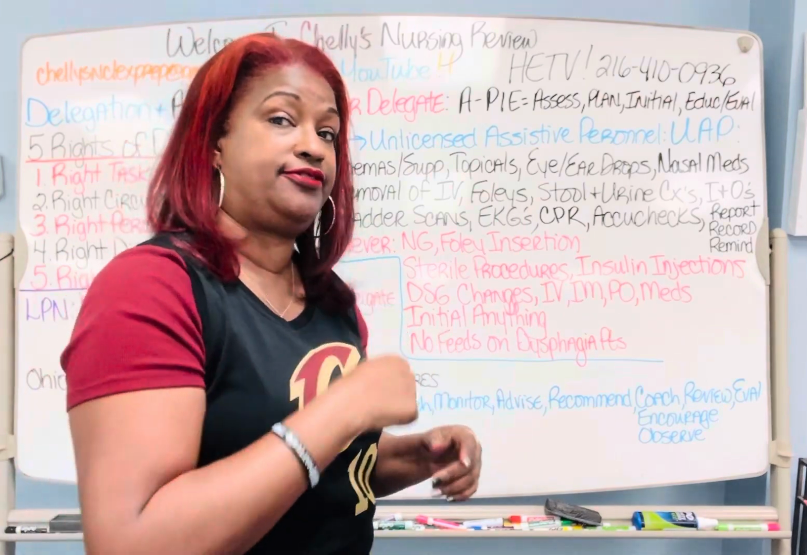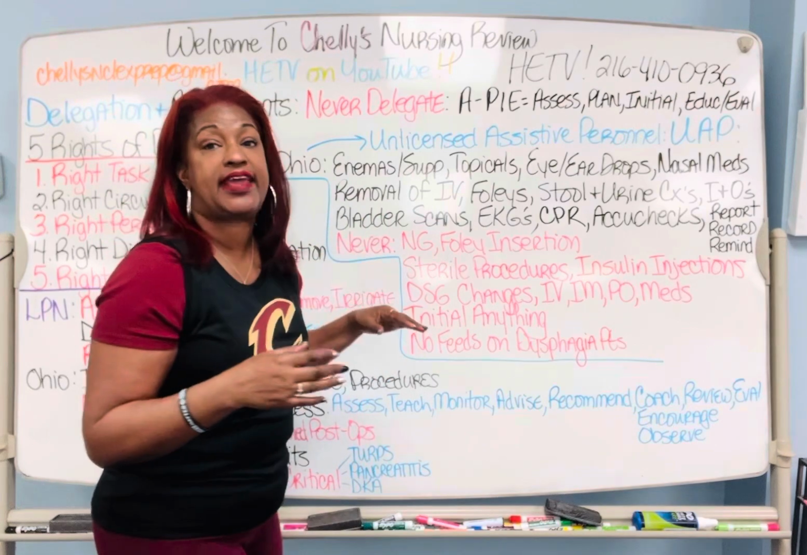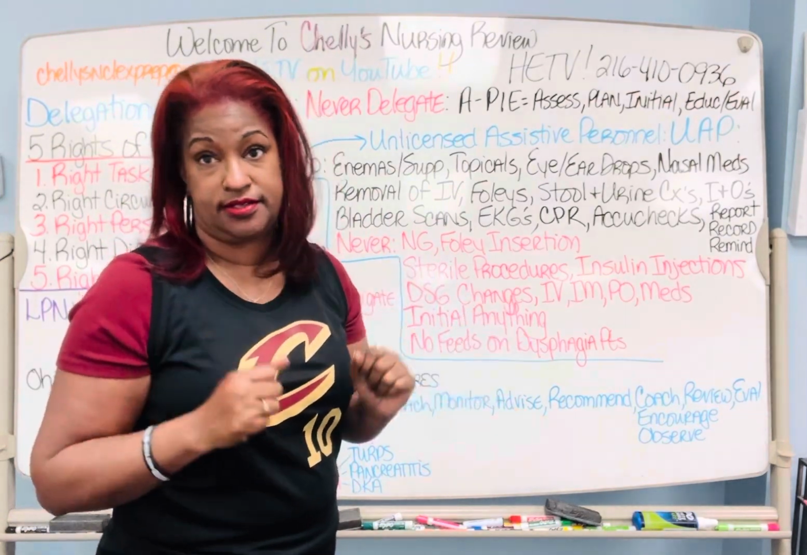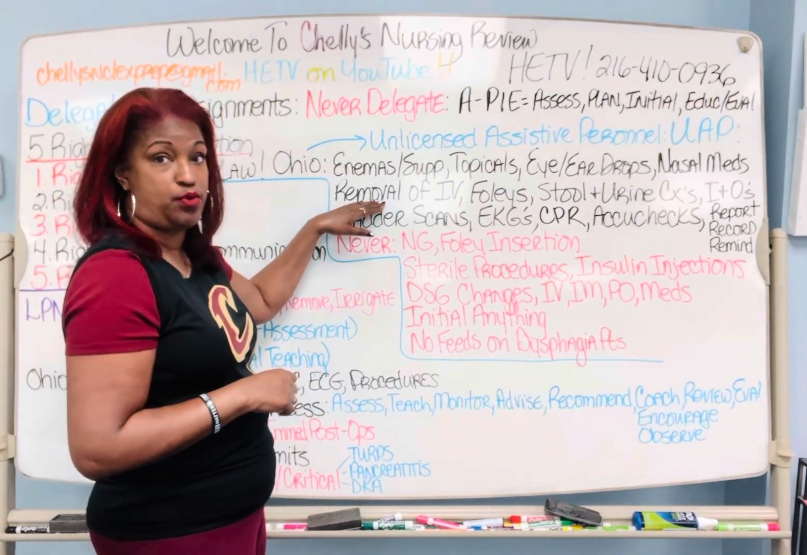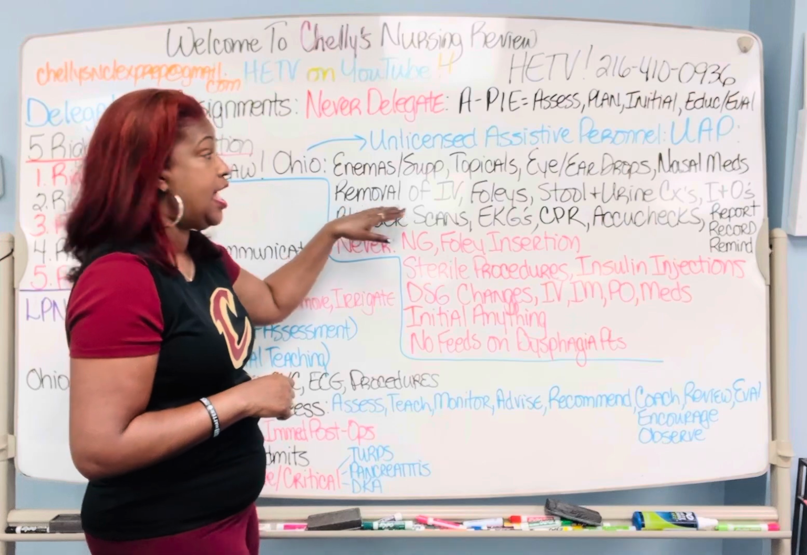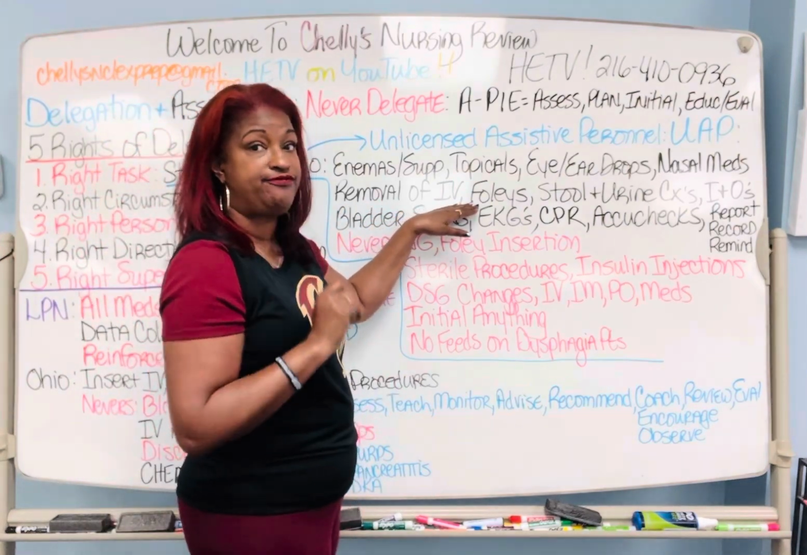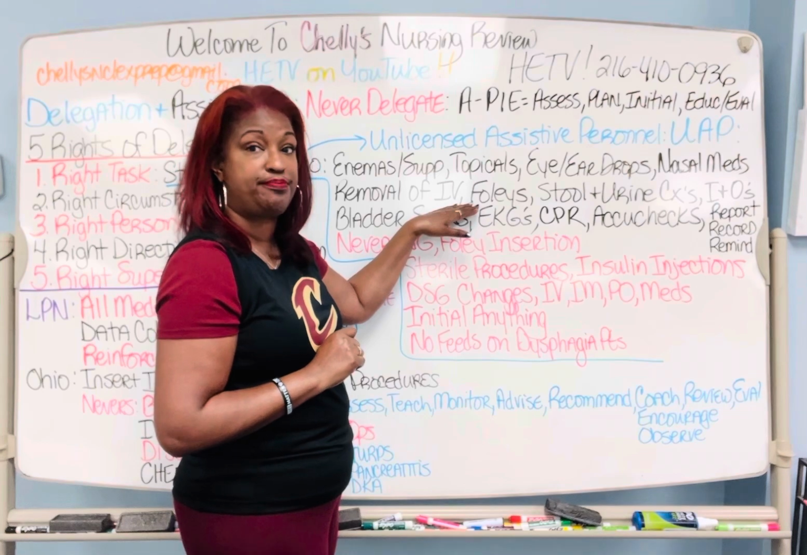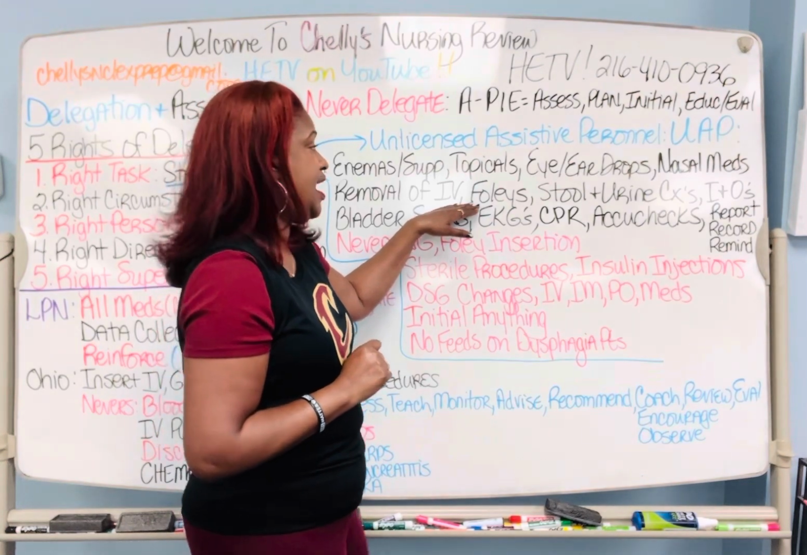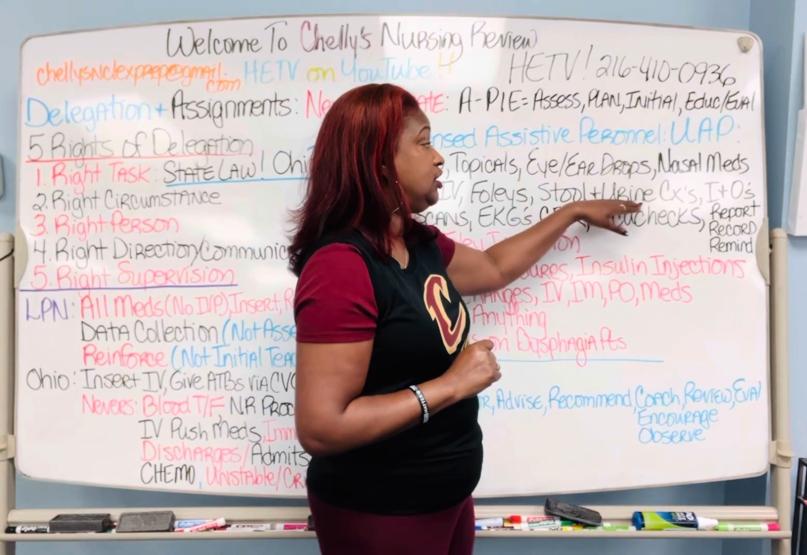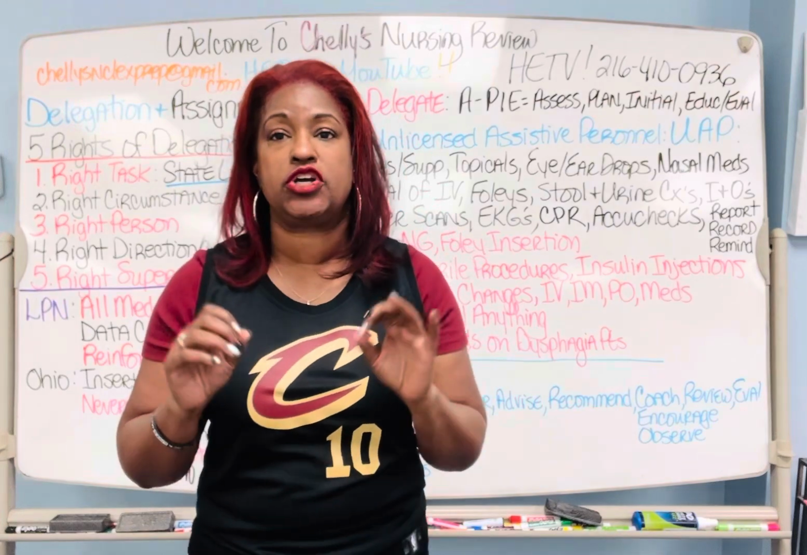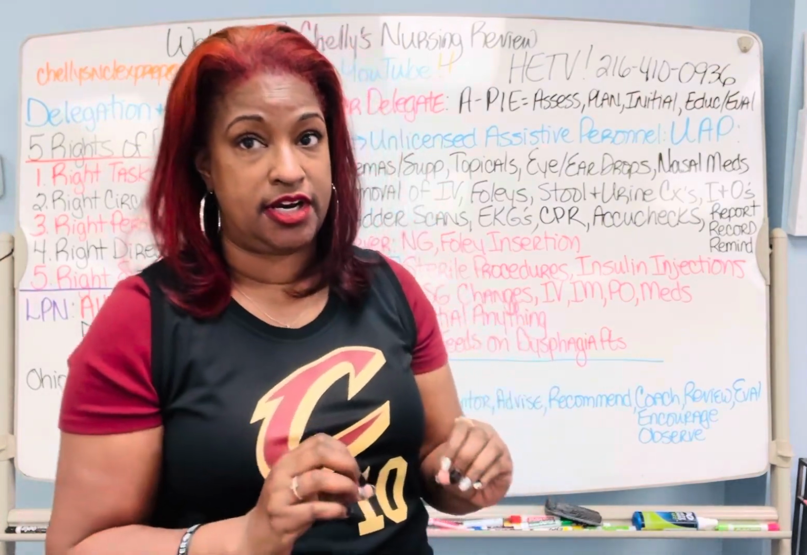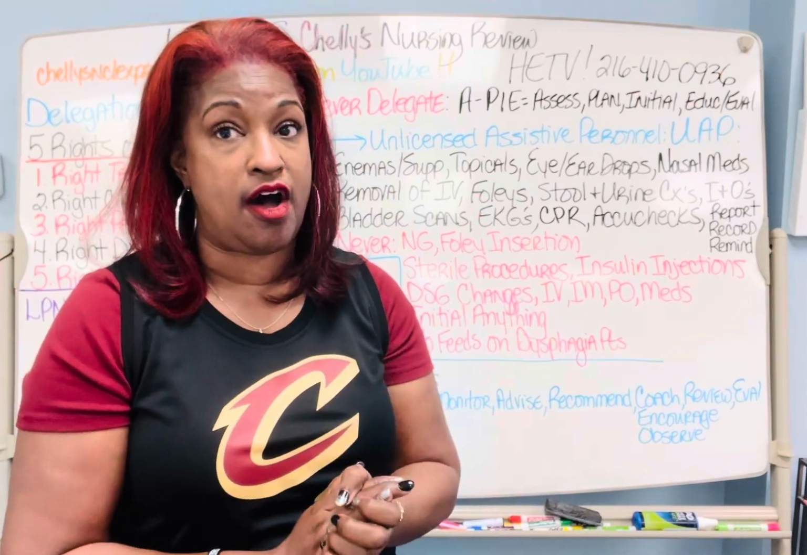So here we go, more love. What else can the unlicensed assistive personnel do? They can remove the IV in preparation for the patient to go home. They can remove the Foley in preparation for the patient to go home. They can get stool and urine cultures. They cannot get the urine culture from the Foley catheter, but every other urine culture they can collect and send off.